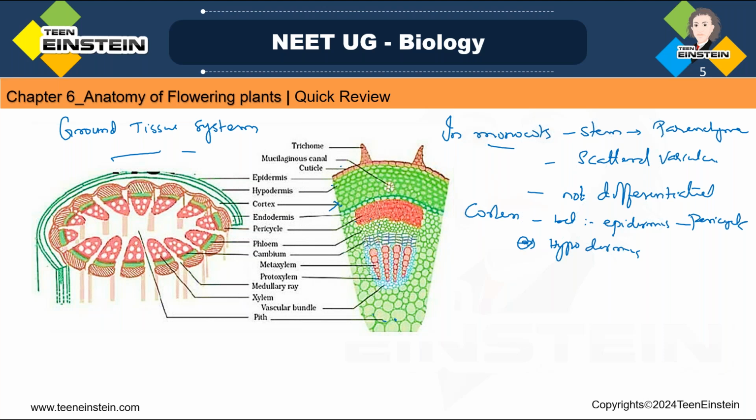Here you can see the hypodermis. This hypodermis is collenchymatous in dicot stem and sclerenchymatous in monocot stem. So this provides mechanical strength. And this hypodermis is absent in which one? In roots. Okay, hypodermis is absent in roots.